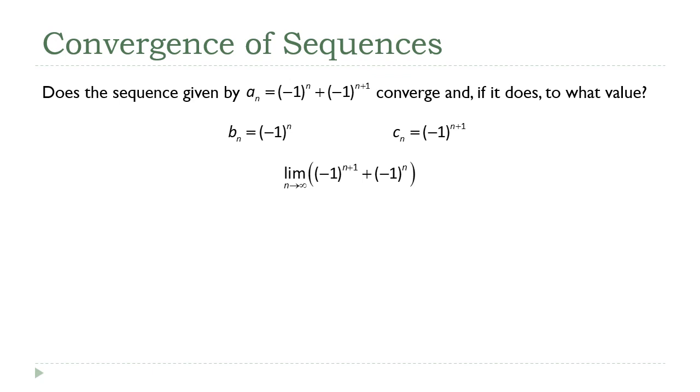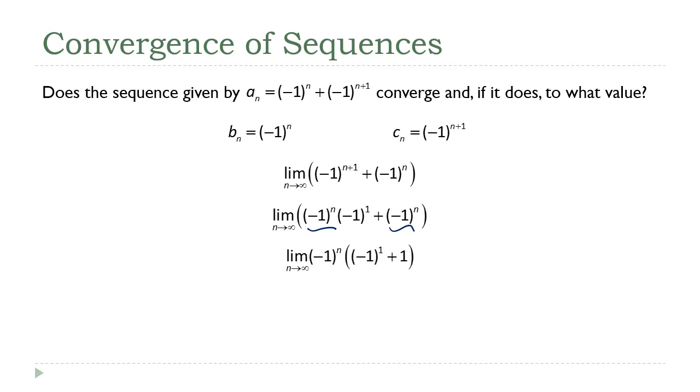Now, what I'm going to do next is I'm going to take that first term, the n plus 1 term, and I'm going to split it up. I'm going to make that negative 1 to the n times negative 1 to the first, just high school exponent rules. Now I'm going to take this negative 1 to the n that each of these terms have in common, and I'm going to factor it out.